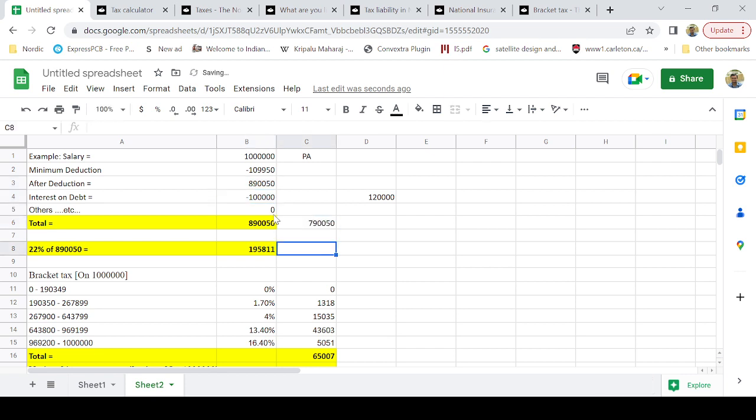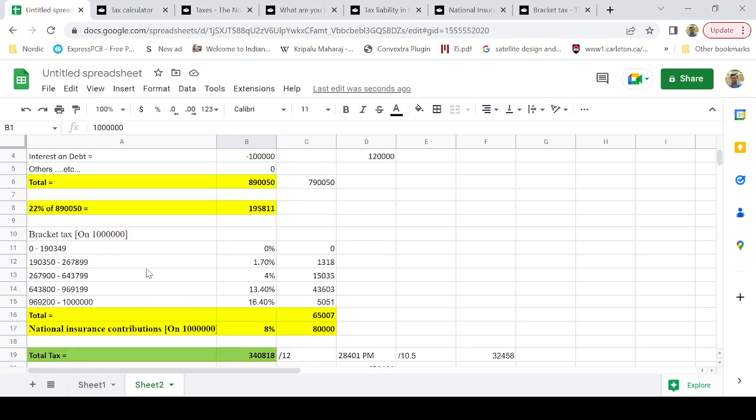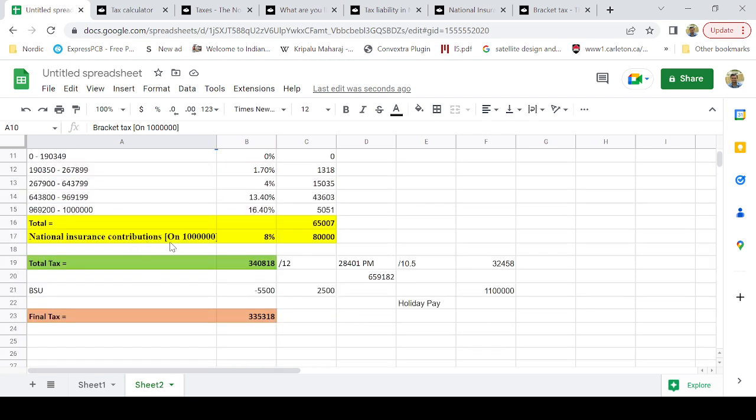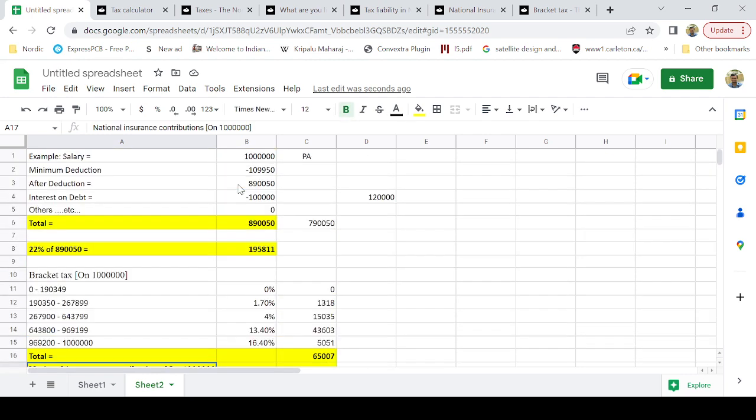790050, right? So if you have some other benefits, you can check what are the benefits you can get tax deduction for. There are many rules. So you can put it here and you keep on deducting this. But make sure you are deducting all this from this amount, right? Your bracket tax and the national insurance contribution will always be on the actual income, not on the deducted income.